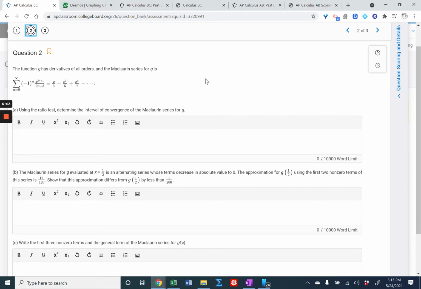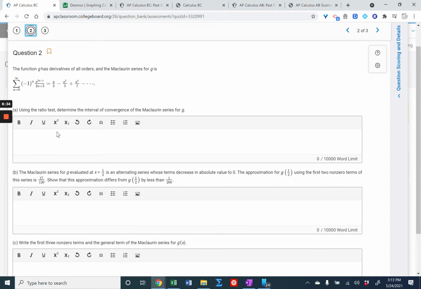So for question number 2, it says the function g has derivatives of all orders, meaning you can keep taking derivatives over and over and over again forever. And the Maclaurin series for g is this. Now I told you guys that even if you hadn't watched the video for the Maclaurin series or for 8.7 to know what a Maclaurin series is, I told you ahead of time that a Maclaurin series is a power series. And so all you need to know is that it's a power series to be able to work out all the answers to this question.